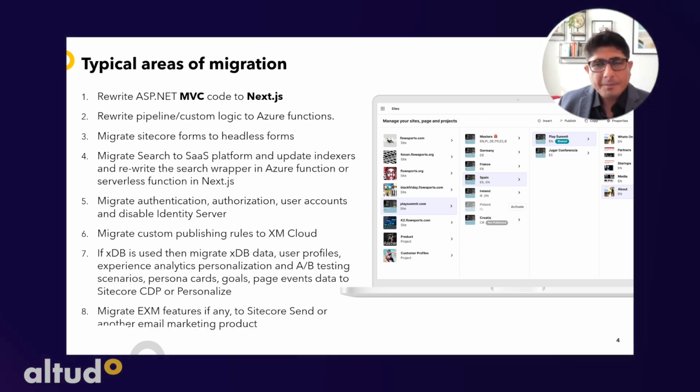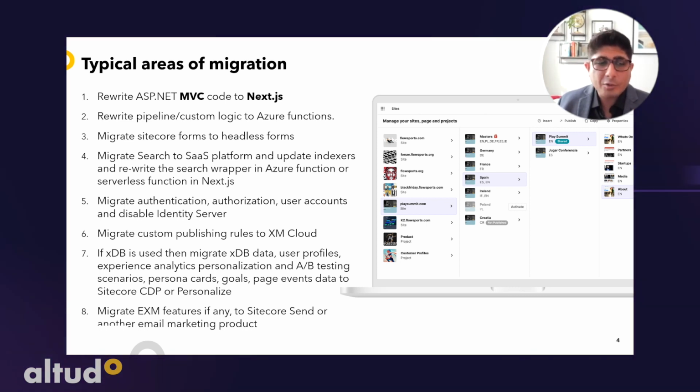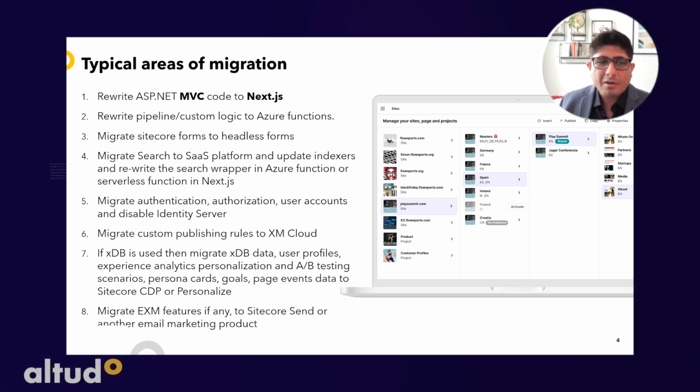And then if you're using any email marketing feature or capability, and if you're using EXM, then we need to migrate over to any other platform like Sitecore Send, or any existing platform like MailChimp or Marketo, whatnot, to complete the email marketing automation part of it.